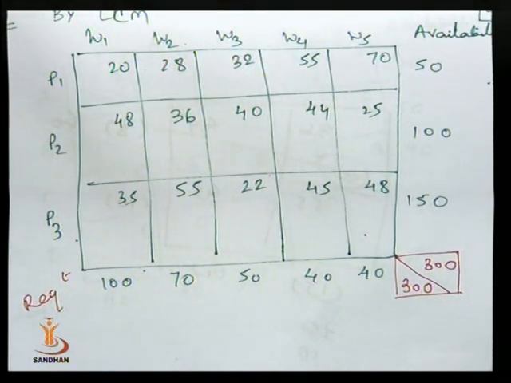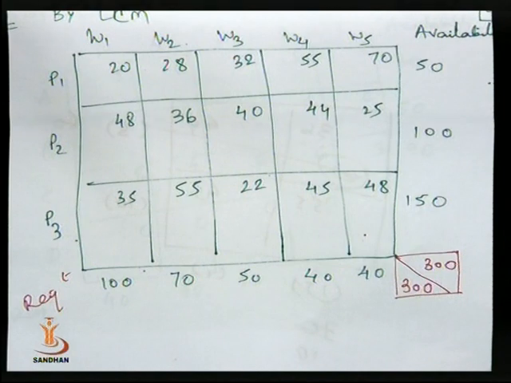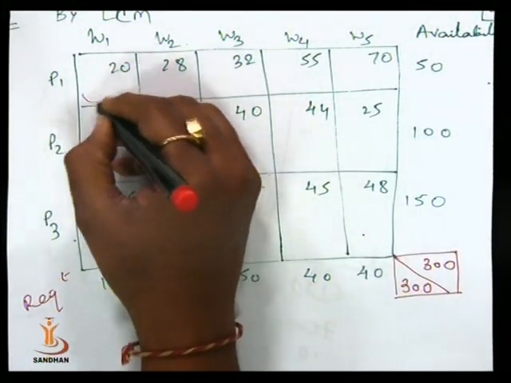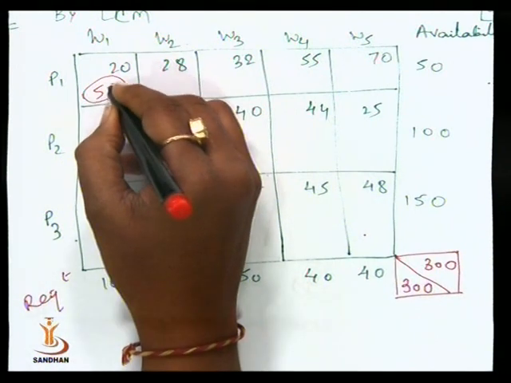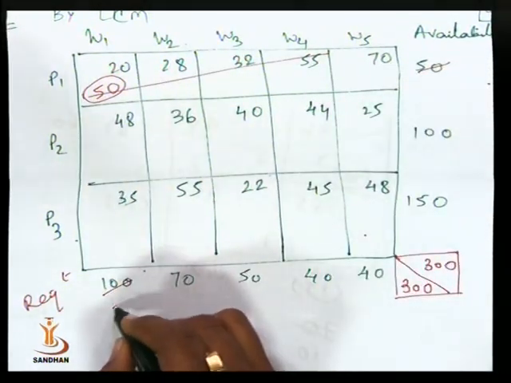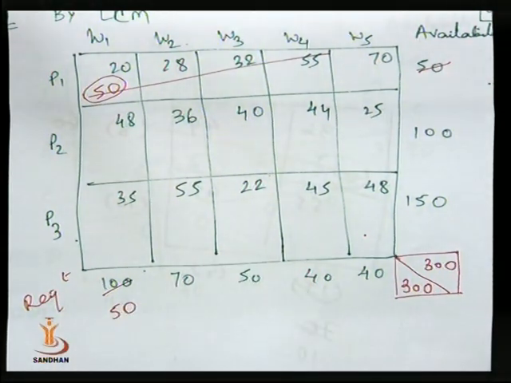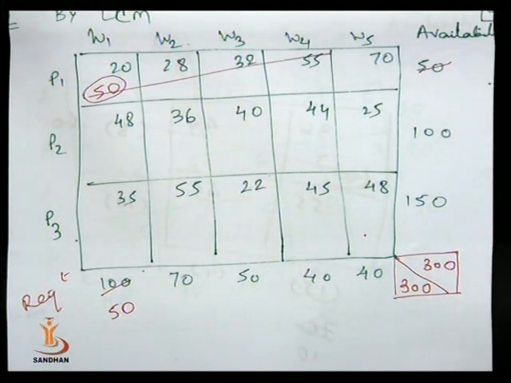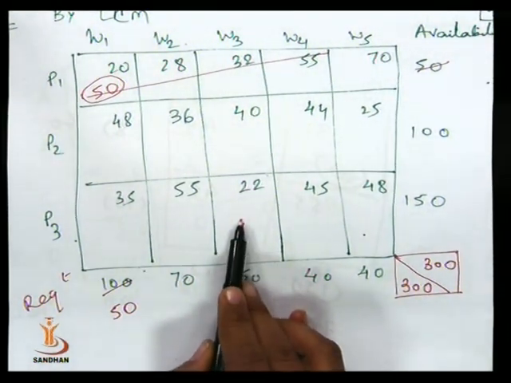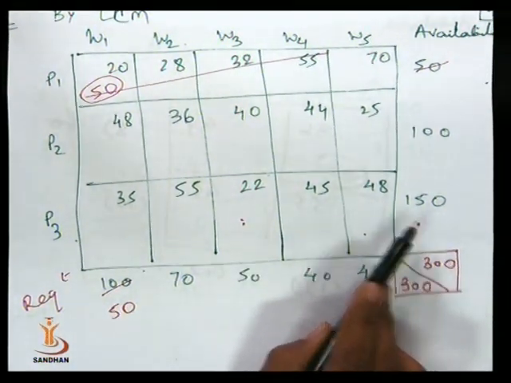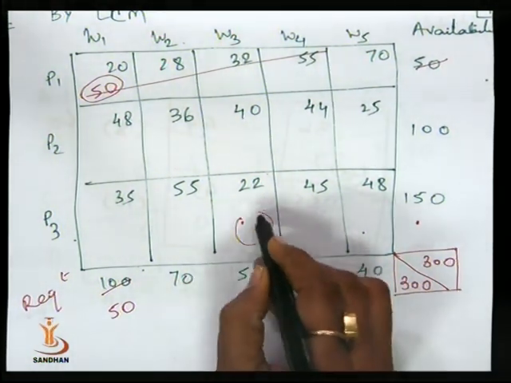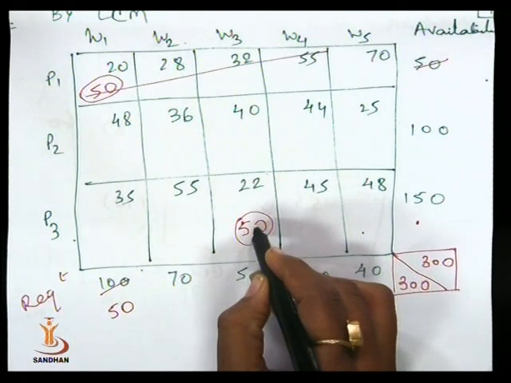Now we solve this problem by using the least cost method, otherwise the matrix minima method. In this method, the smallest TP charge is 20. Here available is 50 units and requirement is 100 units. So we allocate 50 units in that cell. Now a requirement of 50 units is still there. Now from the 2 by 5 matrix, the smallest TP charge is 22. Here availability is 150 units and requirement is 50 units. So we allocate 50 units in that cell.